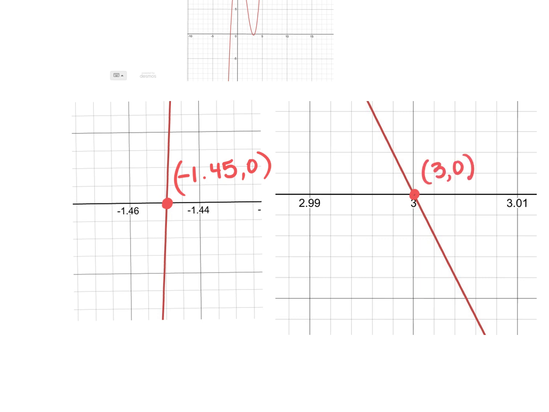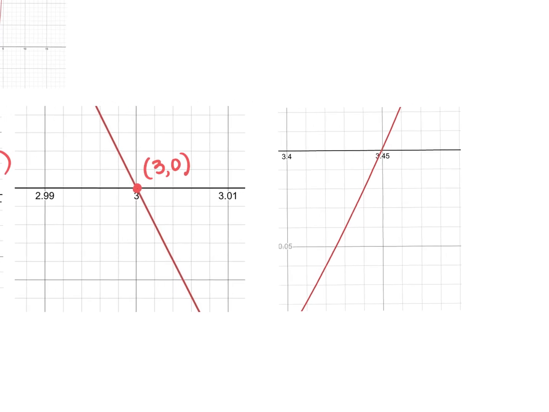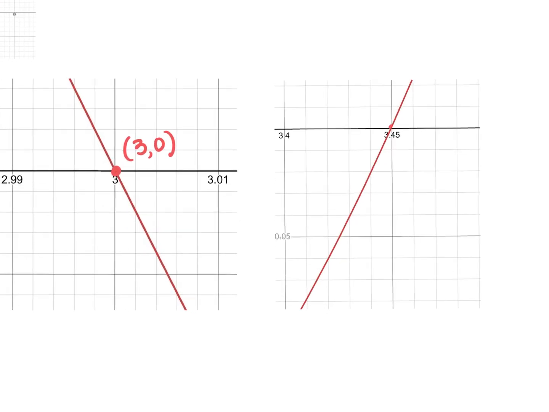And then the last one we had was here, and that would be at (3.45, 0). So you just have to zoom in, make sure you can get 2 decimal places out of it before you type in your answer.